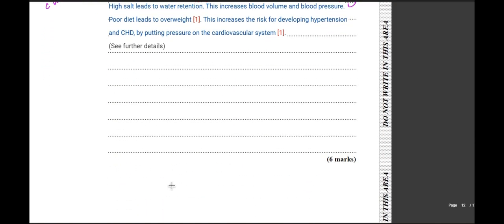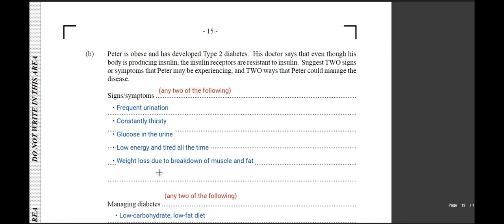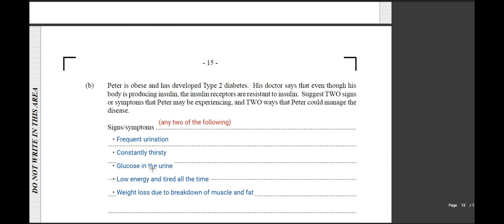And we are moving on to the next question. Peter is obese and has developed type 2 diabetes. His doctor says that even though his body is producing insulin, insulin receptors are resistant to insulin. All right, so that's type 2. So just 2 signs that he may be experiencing and 2 ways to manage.